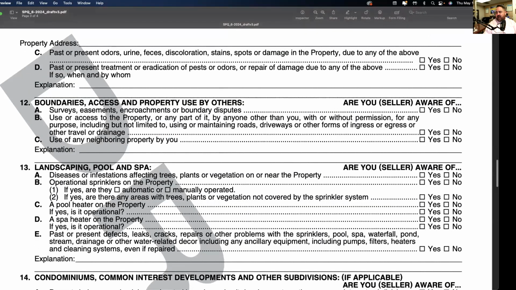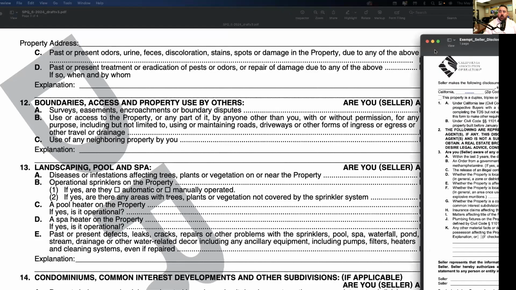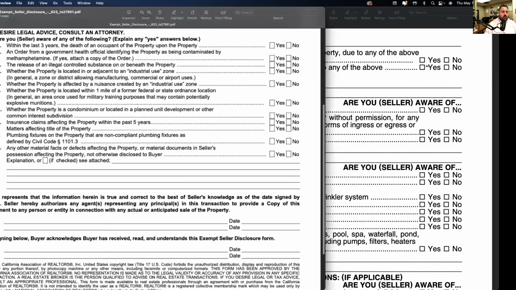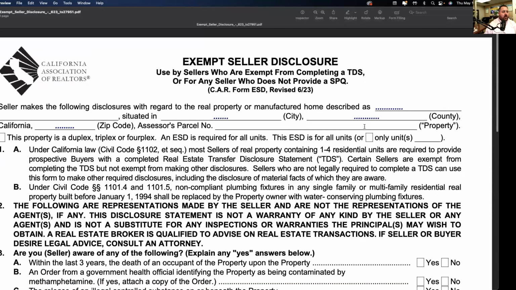Okay, now finally what I want to show you is the exempt seller's disclosure, which is only required if there is no TDS, right? So you wouldn't do that SPQ. You could if you wanted to, but if you don't have to provide a TDS, you don't have to provide an SPQ, but you do have to provide this form, the ESD, which is the exempt seller's disclosure.